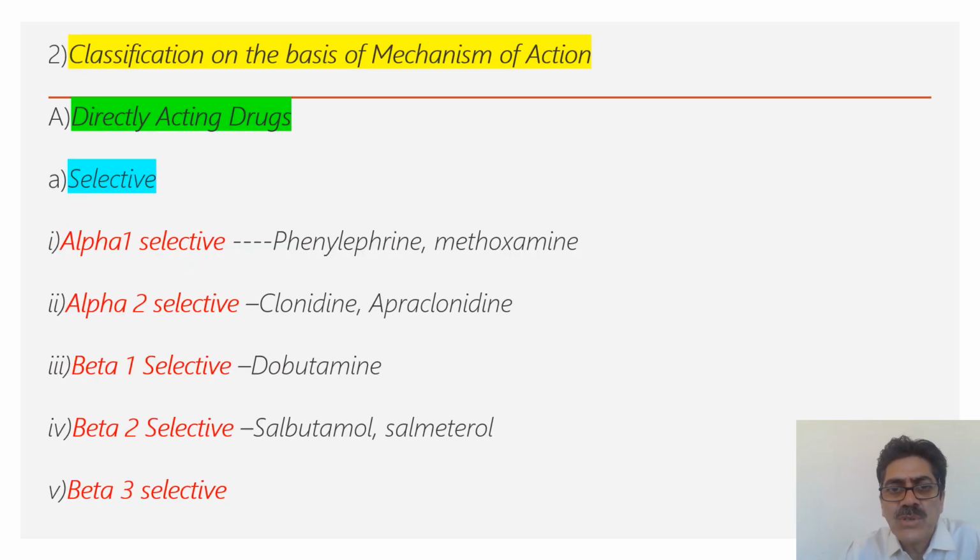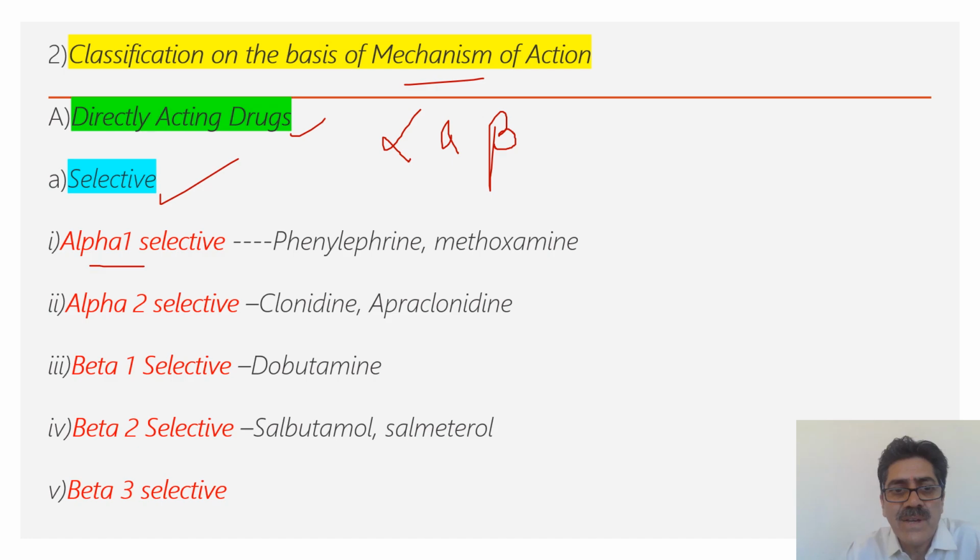Now, classification of sympathomimetic drugs on the basis of mechanism of action, that is pharmacological classification. First we have directly acting sympathomimetic agents. Directly acting means they directly interact with the adrenergic receptors. Adrenergic receptors are of two types, alpha and beta. If they interact directly with alpha or beta receptors and produce the desired action, we call them directly acting agents. These are further subdivided into selective agents, which are selective in their action with respect to the receptor.